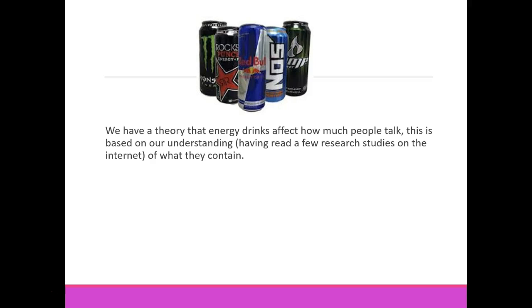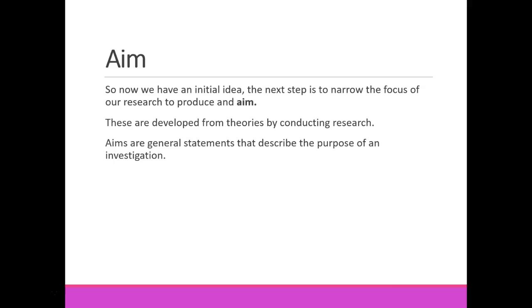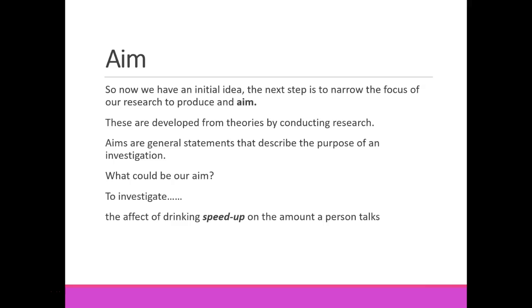So, let's go with a kind of theory. So we have a theory that energy drinks affect how much people talk. This is based on our understanding of having read a few research studies on the internet about what they contain. So we have an initial idea, and the next step is that we need to get an aim. So an aim is a general statement that describes the purpose of the investigation. It's not providing any prediction, it's just a general statement about what you're going to do. The prediction is our hypothesis, and we'll talk about those in a minute. So what could our aim be? Our aim could investigate the effect of drinking speed up on the amount a person talks.